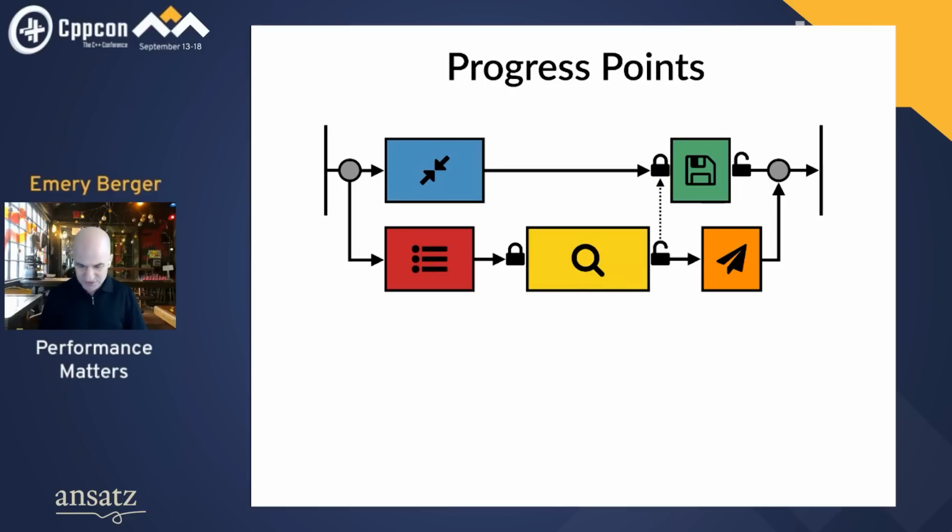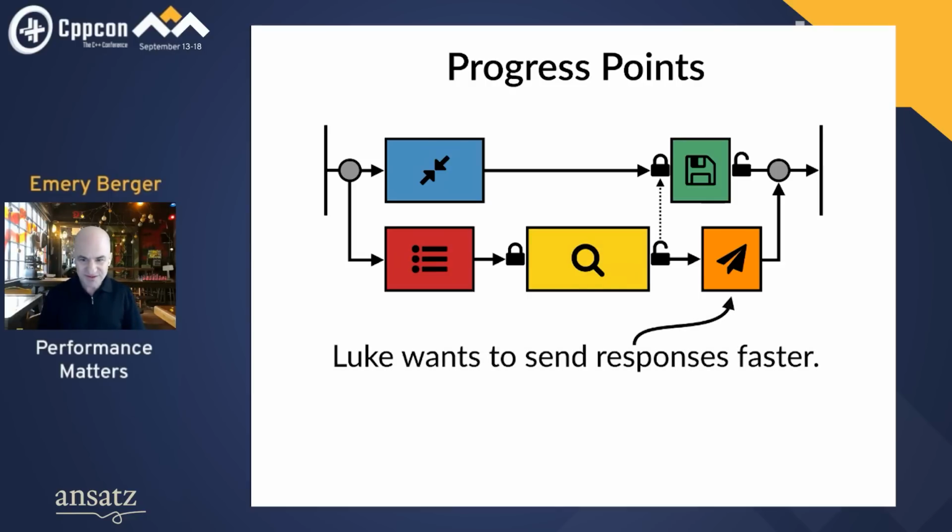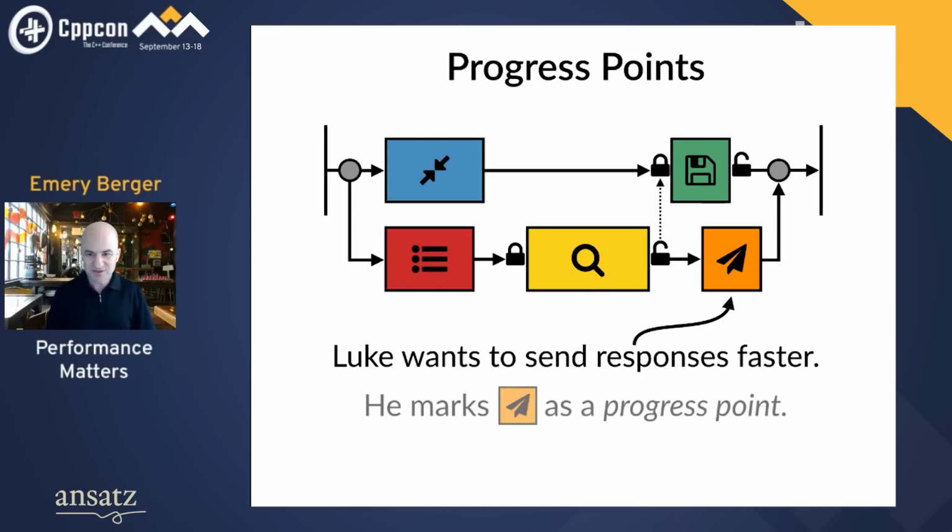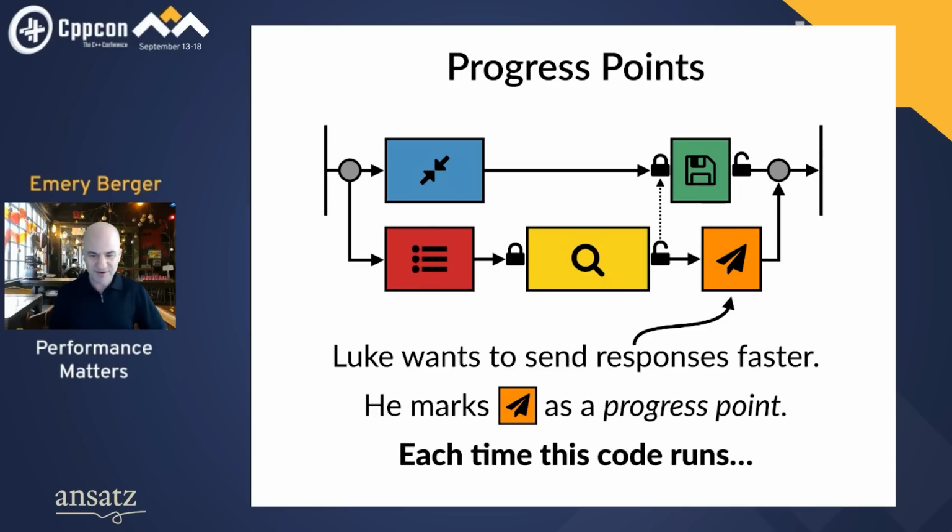the programmer. So suppose Luke wants to send responses faster. That is to say, there should be more responses coming out per second. So that's a throughput question. So what you do in a causal profiler is you mark this as a so-called progress point. And every time the code runs, it goes and it increments a counter, right? And so you want that thing to happen faster and faster.